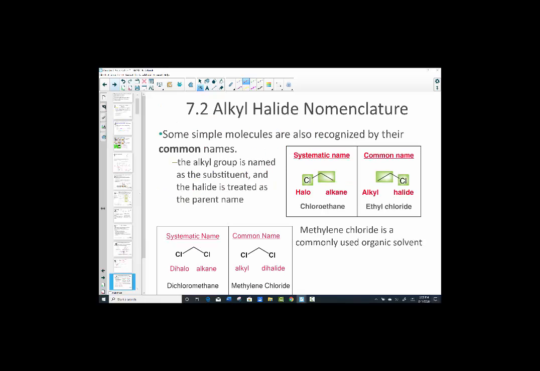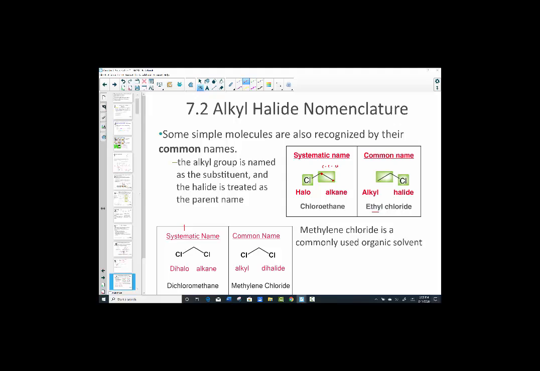There are some simple molecules to recognize by common names in addition to the IUPAC name. The systematic name, the IUPAC name, for a 2-carbon chain would be chloroethane. Notice you do not need a 1-chloroethane because it's the same compound if I put chlorine on the first carbon, as it becomes the first carbon in either direction. So I don't need the 1. IUPAC is chloroethane, or a common name you might hear is simply ethyl chloride.